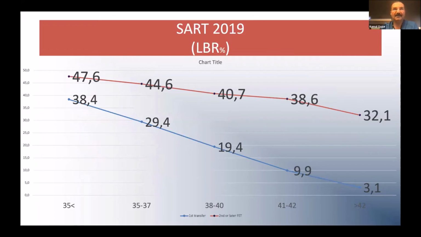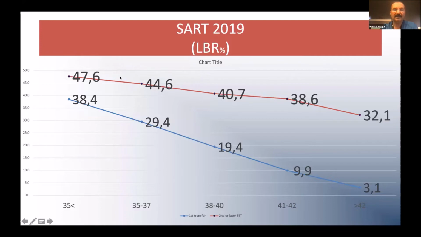Now, is embryo freezing successful? This is the national data of the US in 2019, according to national data, for the age group from 35 to 32. And you see the red line is the frozen embryo transfer, the blue line is the fresh transfer, and this is the live birth rate.